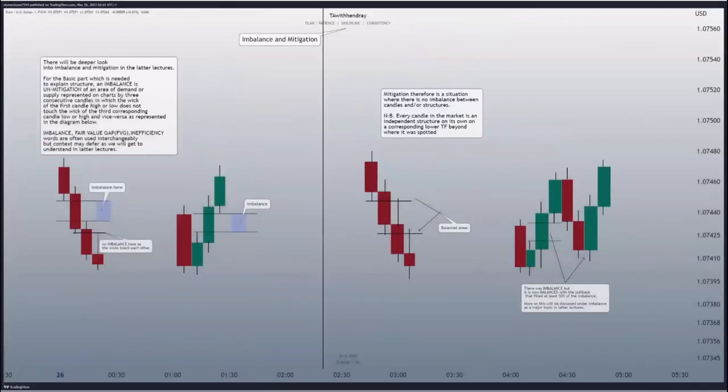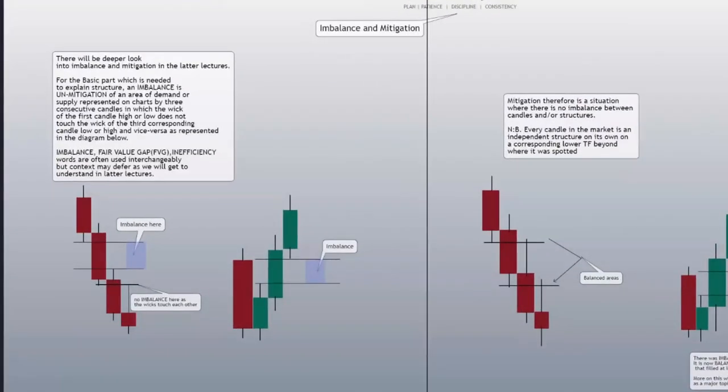Then we take a step further. Part of the elements of structure to look into is imbalance and mitigation. This will be like part one of imbalance and mitigation. When we get to imbalance itself, we will see imbalance in different ways. Here, we'll deal with just the normal common ones that everyone is used to, in introduction to real structure, or advanced structure, as we have chosen to call it. There will be a deeper look into imbalance and mitigation in the later lectures.